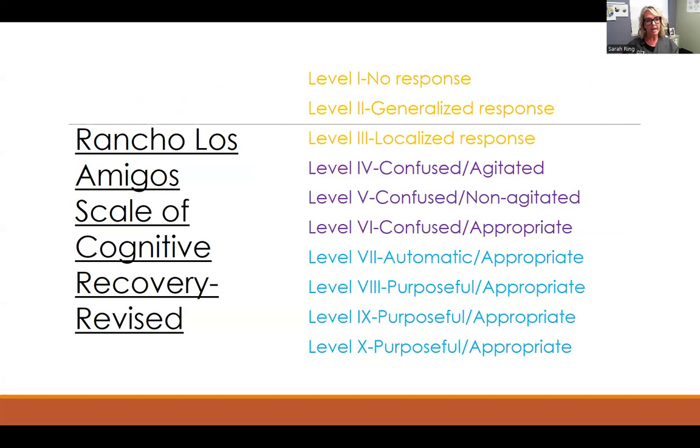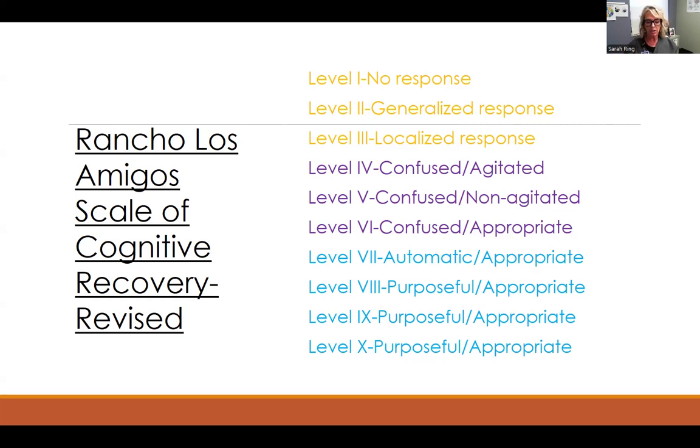So this slide offers you simply the labels of levels 1 through 10 on this scale. And I have color-coded them to help us conceptualize early phase of recovery, which I have here in yellow, middle phase of recovery, which I have in purple, and late stage or phase of recovery in blue.